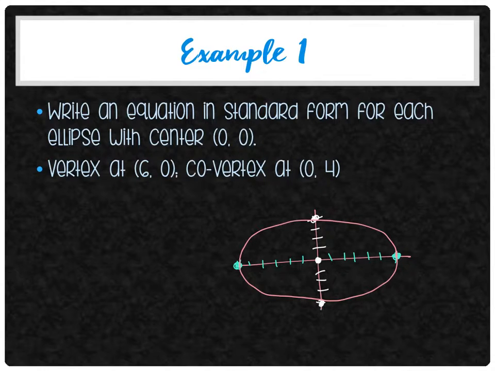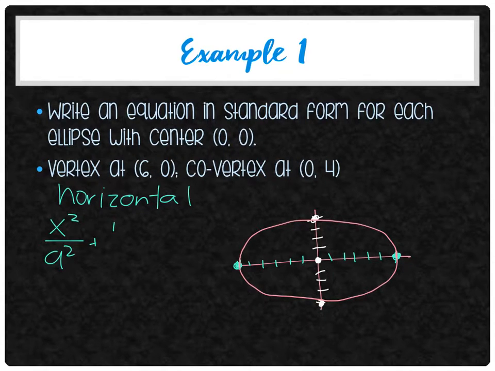Question so far? So is this vertical or horizontal? Horizontal, right? It's widest along the x-axis, which makes it horizontal. Which means the a squared is going to go under the x squared. With me so far? If it's horizontal, then x, which is your x-axis, think about it that way, gets the bigger number, and a is always the bigger number. If it's vertical, then y gets the bigger number, which is the a.